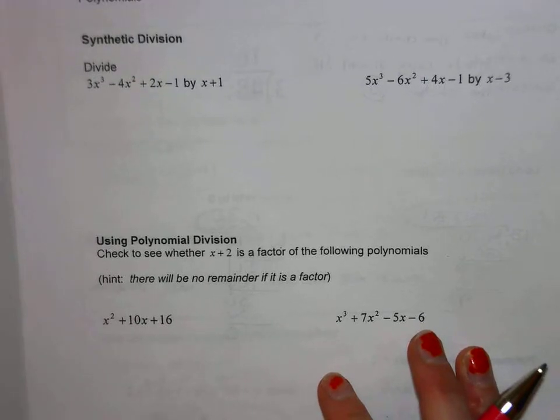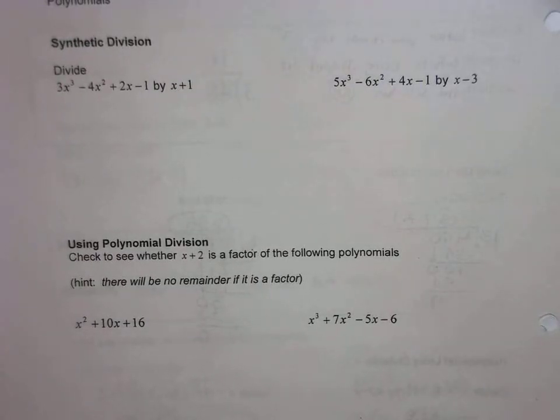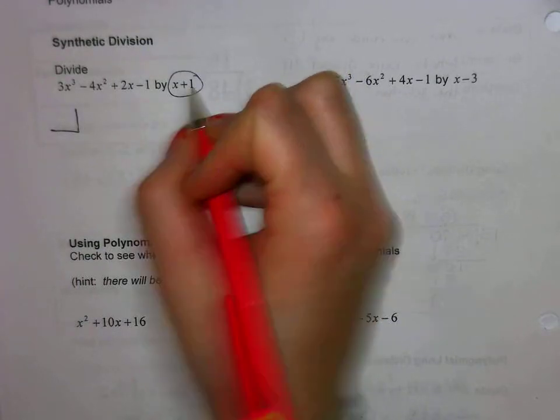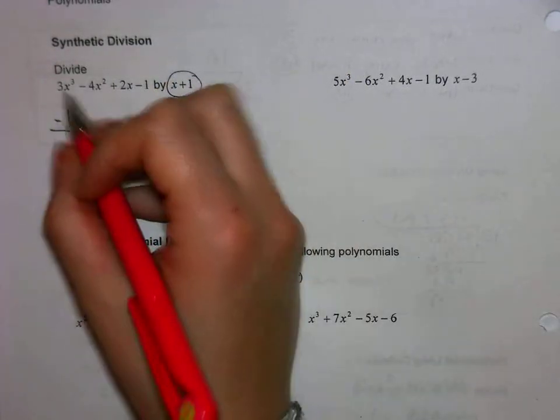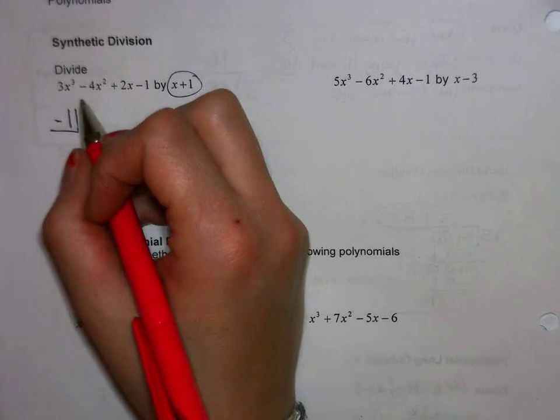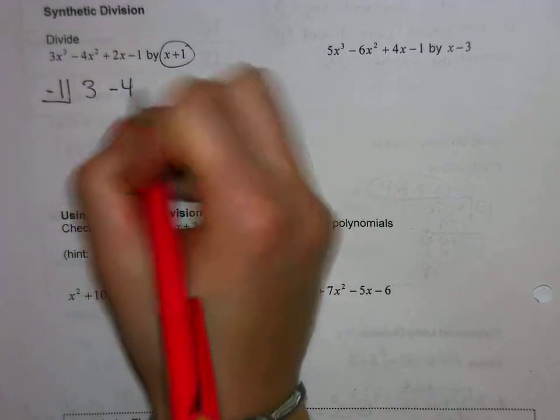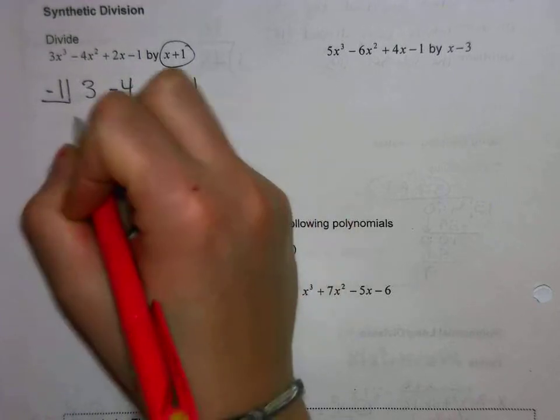Alright, let's look at the back side. Now instead of using long division, we'll be looking at synthetic division. So in synthetic division, we set it up. Here's our divisor, so it's a plus 1, so we're going to write minus 1. Then we're going to write in all of our coefficients. So we have a 3, negative 4, 2, negative 1.